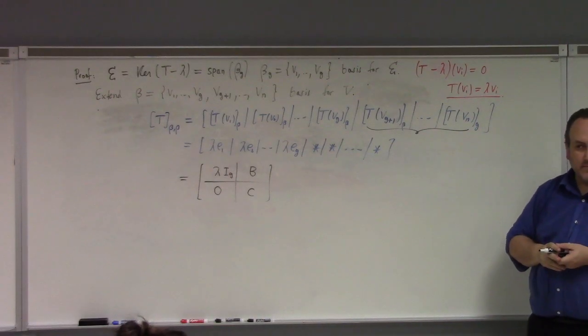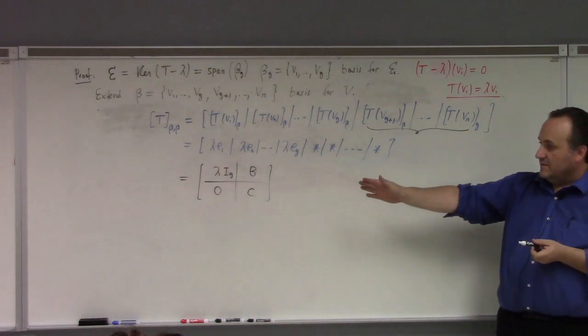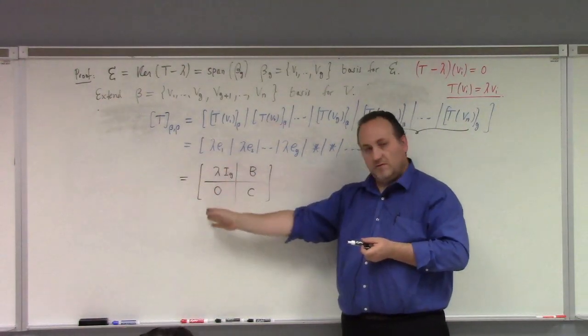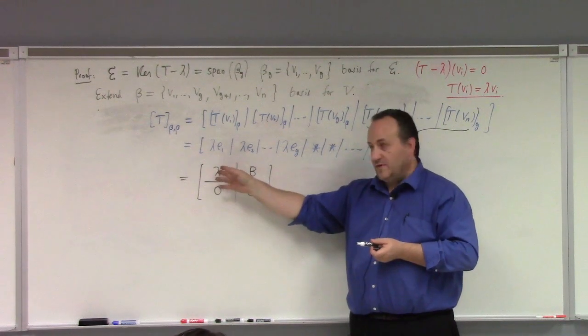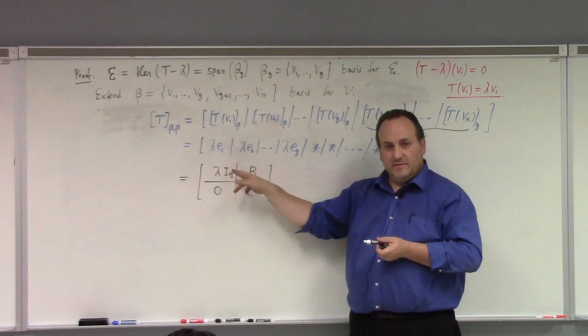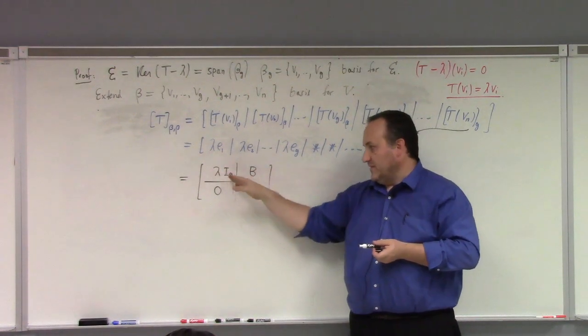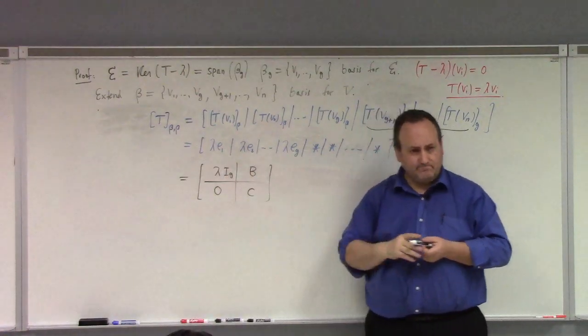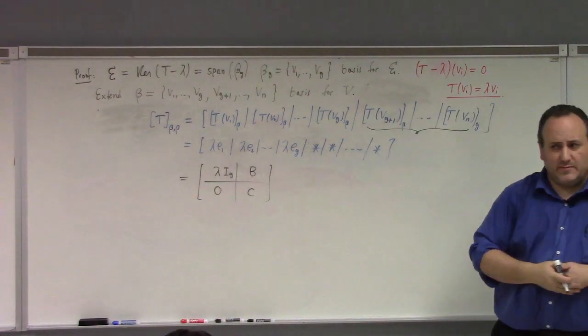But definitely we have, do you see that? Do you guys agree? 0 down here and the lambda up here, because we have lambda times E1, which puts lambda on the top spot. And then it's just a diagonal matrix in the top G by G spot. What's the characteristic polynomial then?